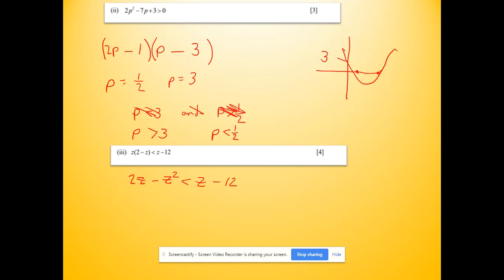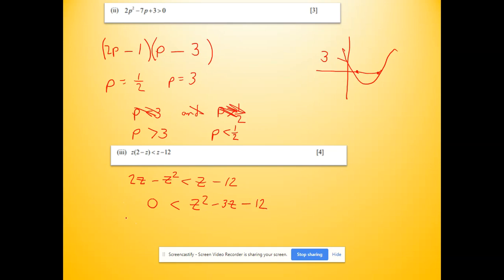Now with inequalities, we can just do what we do with equations, so we can move terms. You can either move it this way or that way. It's probably better to move the z squared over the other side, so I'm going to keep my 0 on this side. Now that makes a positive z squared. And that is a 2z, it looks pretty dodgy, but that is a 2z. So we're going to take that away, which makes it minus 3z. And then we've got a minus 12.